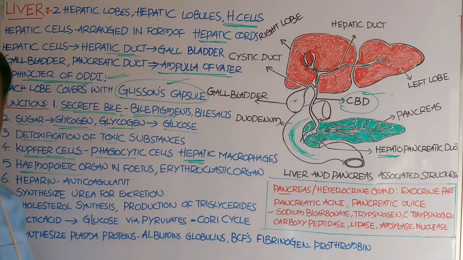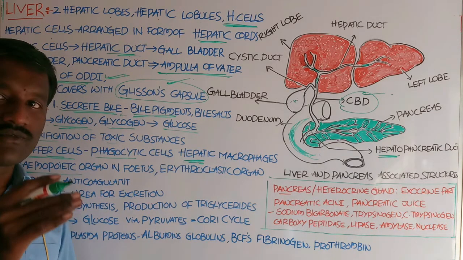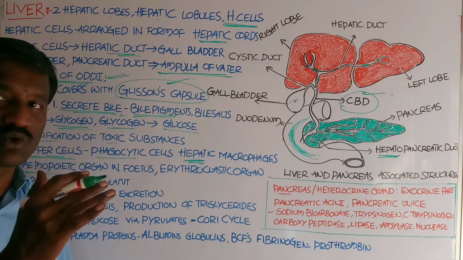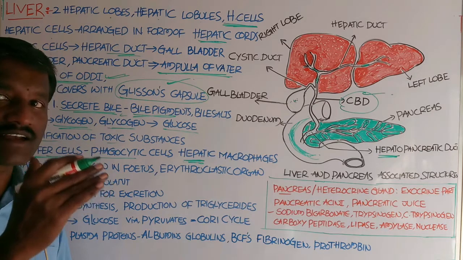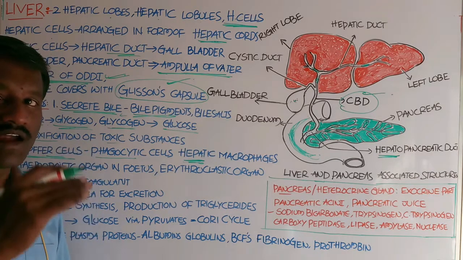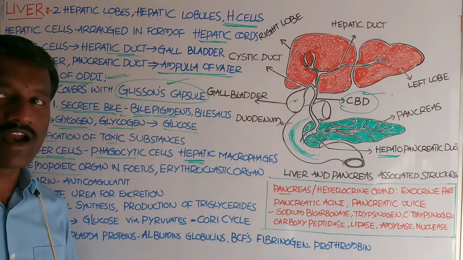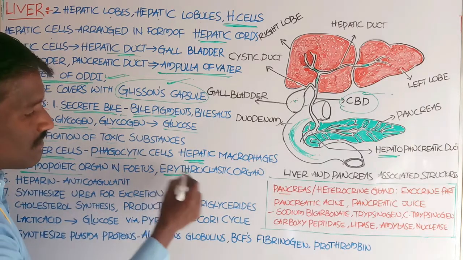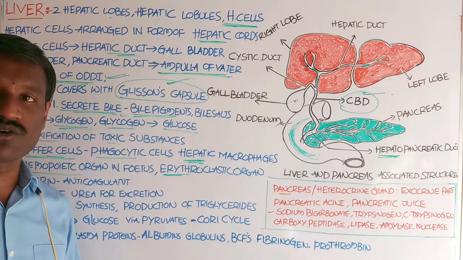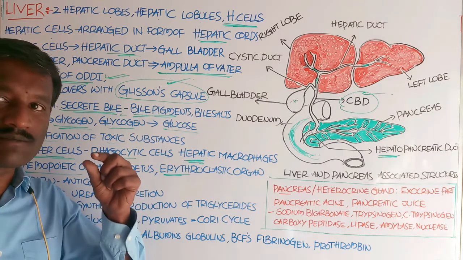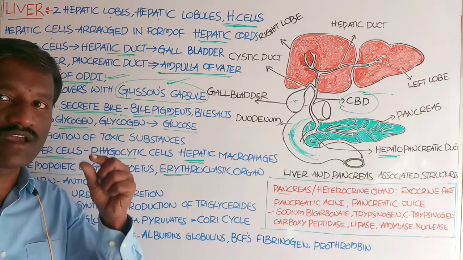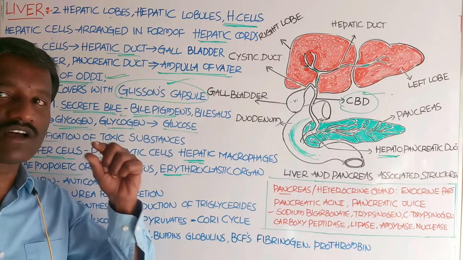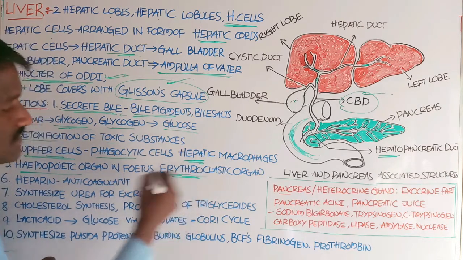Another, this is a hemopoietic organ in the fetus. During the development of the fetus in the mother's womb, the liver acts as a hematopoietic organ. At that time it produces red blood cells. It is also an erythroclastic organ. What is the meaning of erythroclastic organ? It helps in the destruction of RBCs in adults, along with the spleen. So it is called an erythroclastic organ.